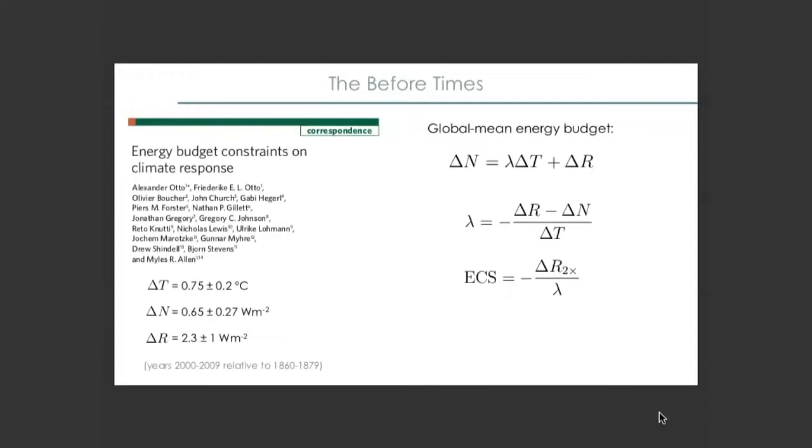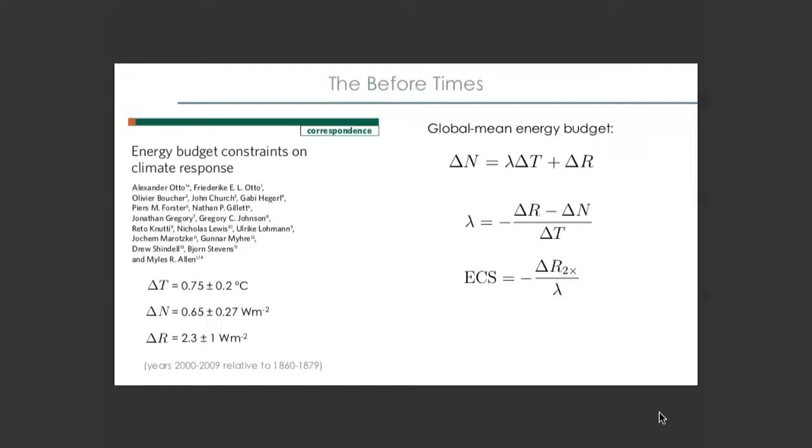If you have observations of Earth's energy imbalance over the historical record, global warming over the historical record, and radiative forcing, you can just do a simple linearization of the global mean energy budget, the equation on the right. You can calculate lambda, which is the net radiative feedback. Then, assuming lambda stays constant to equilibrium, you can calculate the equilibrium climate sensitivity. Just the CO2 doubling forcing divided by lambda gives you ECS.